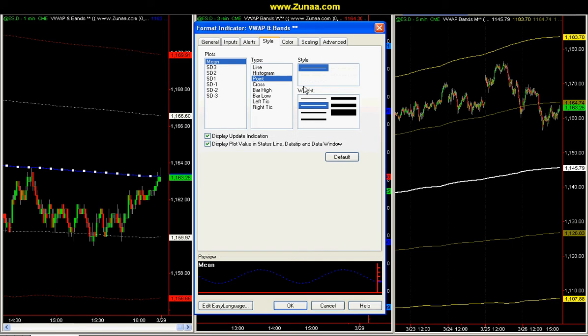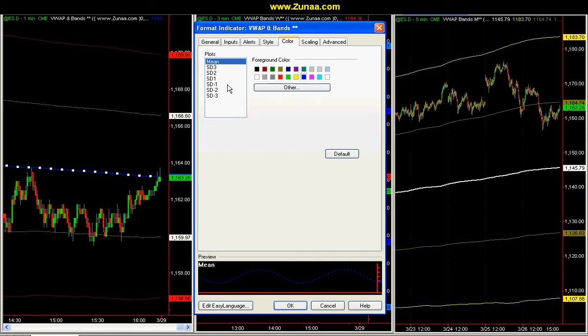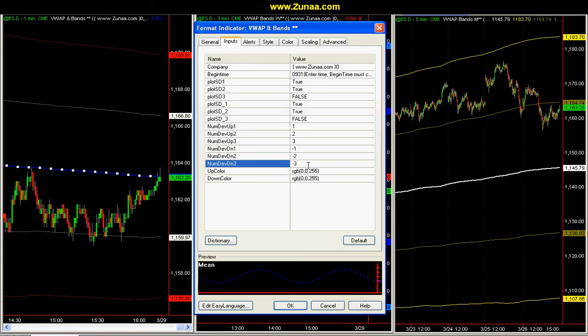And then these are your standard deviation numbers to use, which you can change to your preference. Next, the style, which is fairly simple. Colors for the bands are controlled through here, and the color for the weighted average price is controlled through here. There's also a notation here that says the enter time and begin time must correspond, and so on. You can read that.